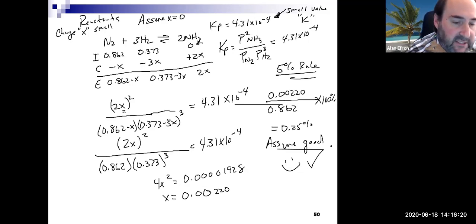If you happen to have checked this and it's not okay, what that means is you need to go back and solve it some other way. And for our purposes, it will most likely be that you need to go back and do the quadratic formula to solve it.